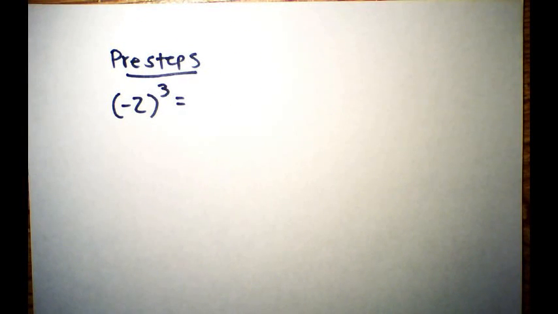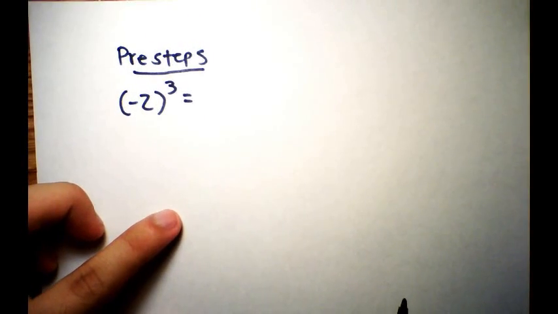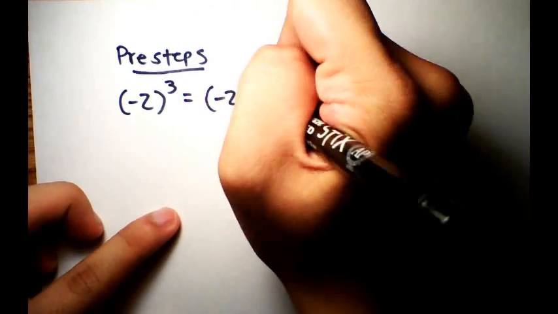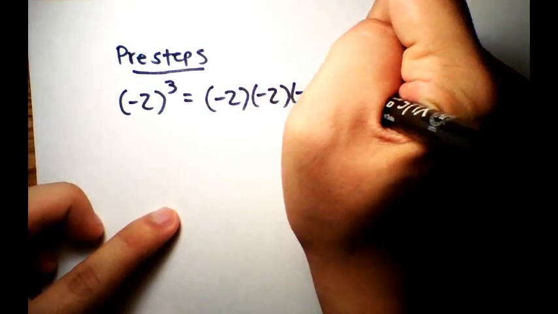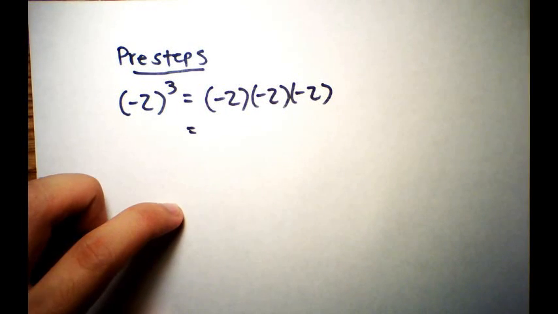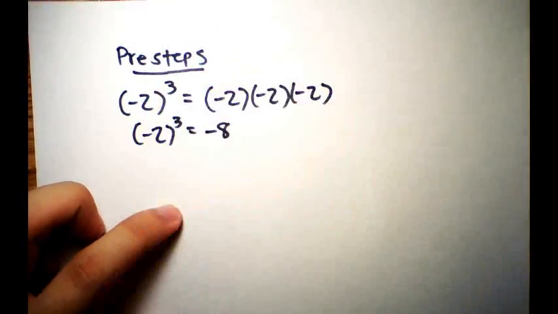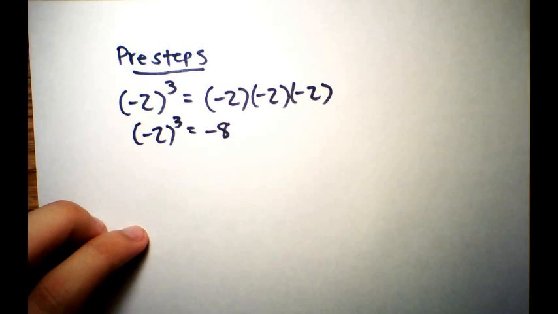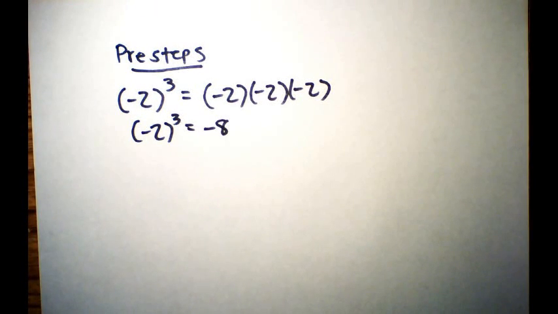Before we jump into the last two examples, I want to do a pre-step first, just a little recap on cubes. So say for example we have negative 2 to the third power. Well, let's just expand this. This is going to be negative 2 times negative 2 times negative 2. So be careful, negative 2 times negative 2 is positive 4, but then you multiply that back again to a negative 2, so that becomes negative 8. So negative 2 to the third power is negative 8. Why are we doing this? Because this is going to be important for the last two examples.